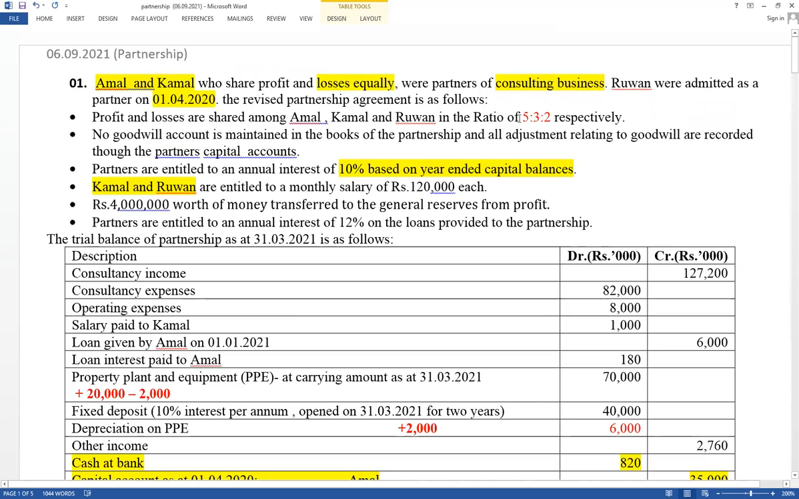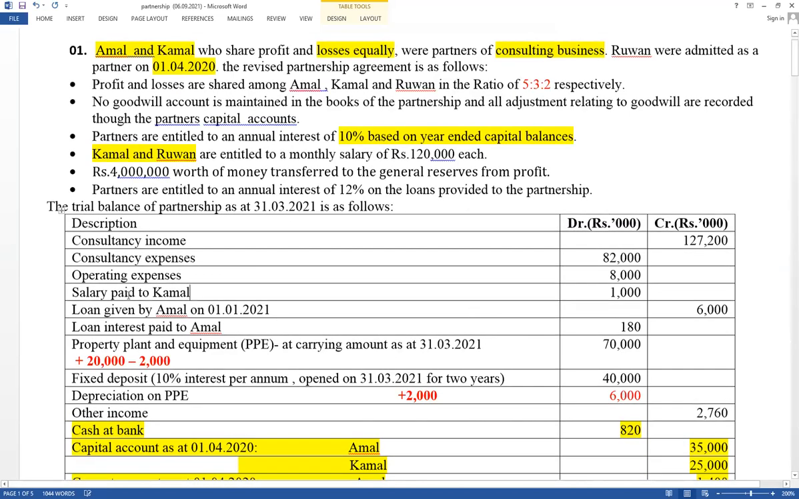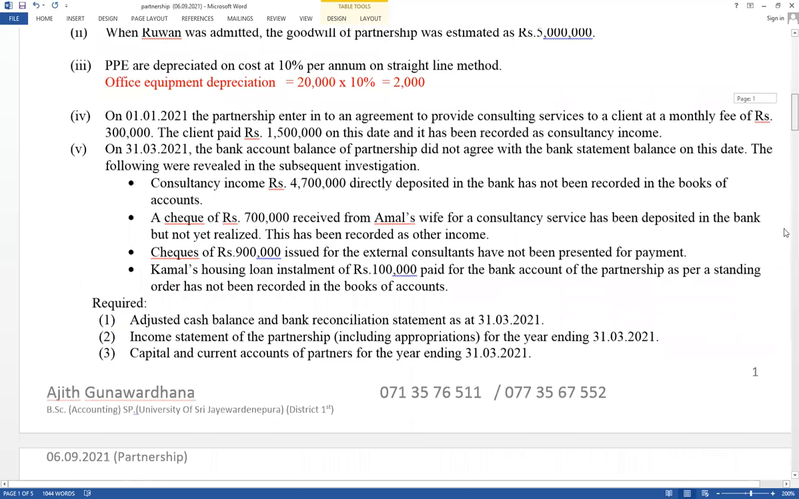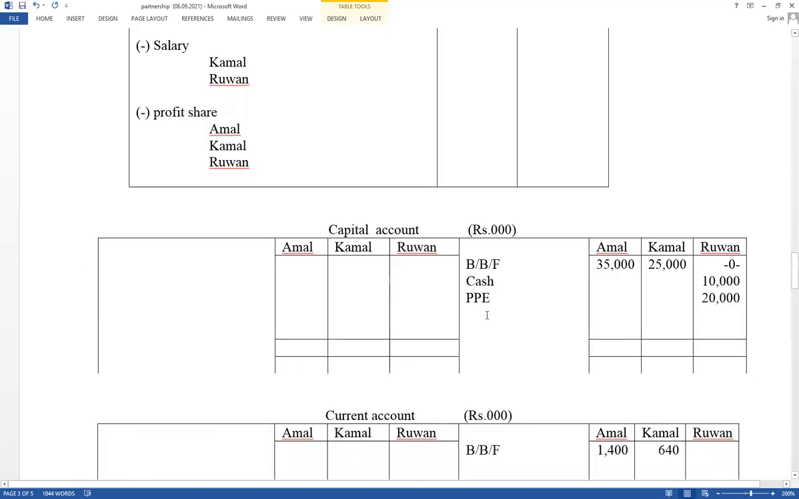But the new profit sharing ratio is given: Amal, Kamal, Ruan, 5:3:2. It should be adjusted to the partners' capital accounts: old ratio credit, new ratio debit. And the goodwill of the partnership is also given in additional second one. 5 million is recorded to the partners' capital accounts as goodwill, old ratio credit, new ratio debit.